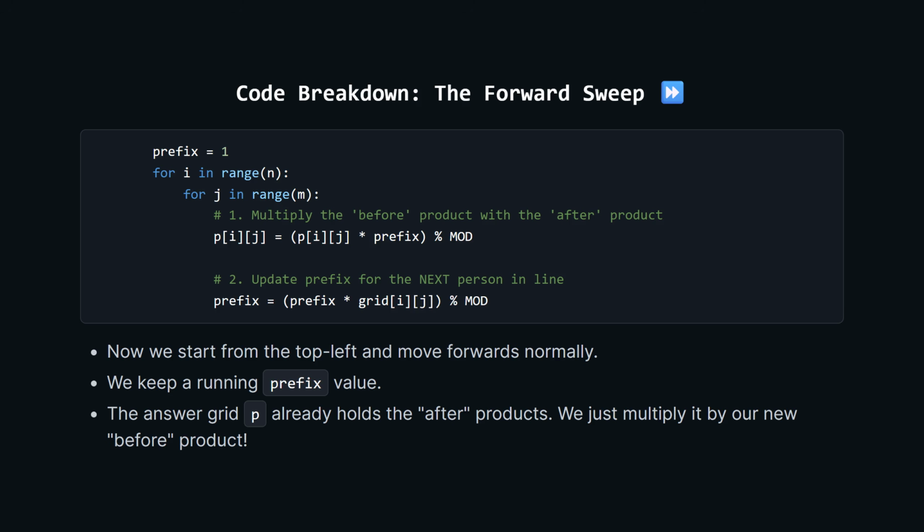Now for the second sweep. This time we start at the beginning, the top left, and move forwards. We have a prefix variable that also starts at 1. Remember, our answer grid right now holds all the after products from our first sweep. So at each cell, we just take whatever is already in the answer grid, multiply it by our current prefix, apply the modulo, and save it.